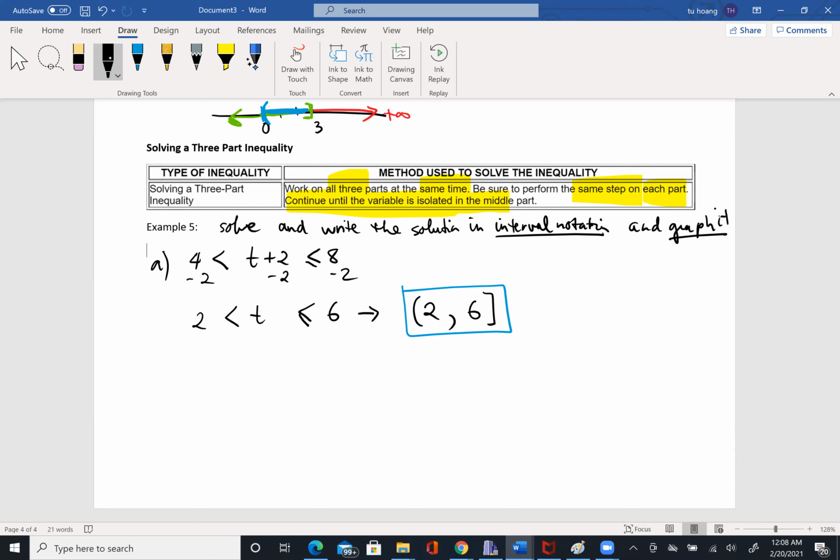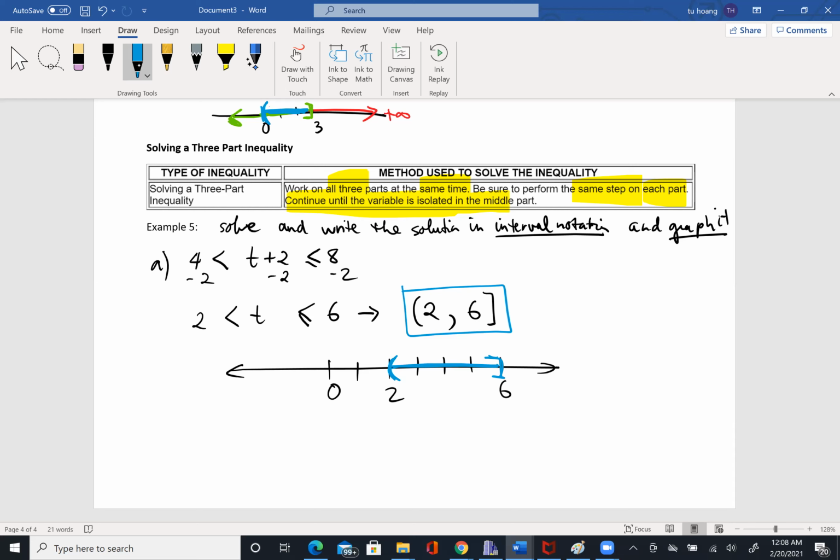How to graph it? You have 0 here, 1, 2, 3, 4, 5, 6. So here is 6, here is 2. Then the solution should be 2 with a parenthesis, go to 6 inclusive, so a bracket.